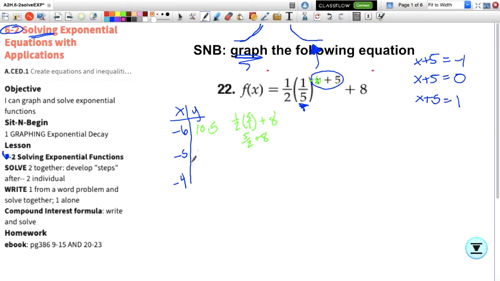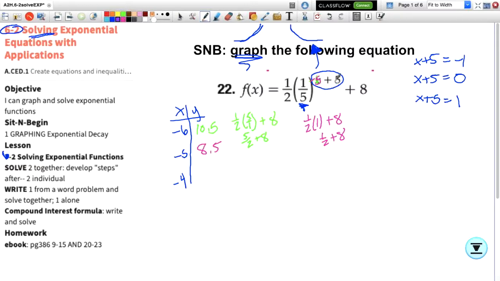I'm ready to plug in my next value, which is negative 5. Negative 5 plus 5 is 0, and anything to the 0 power is 1. That was one of our exponent properties. So I technically have 1/2 times 1 plus 8. Well, 1/2 times 1 is 1/2, and 1/2 plus 8 is 8.5.